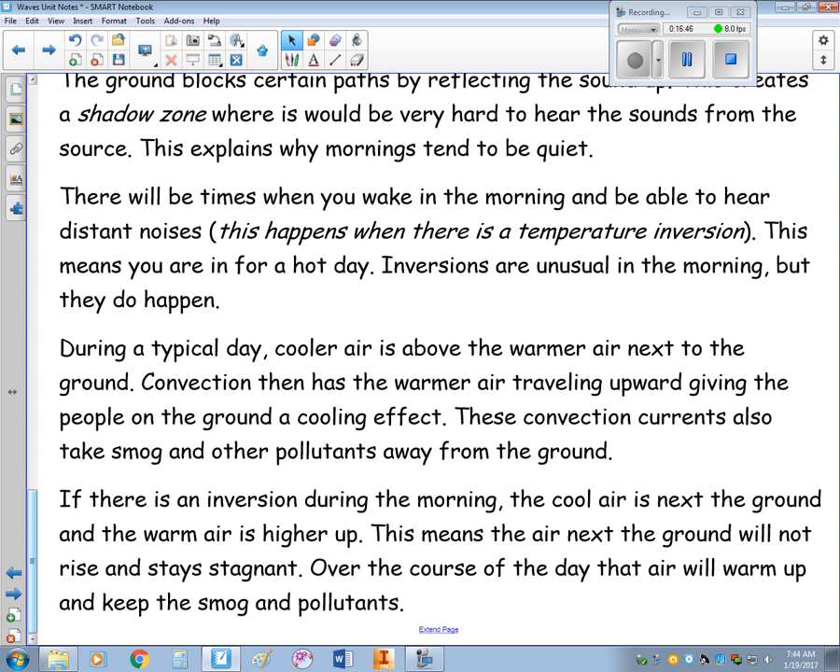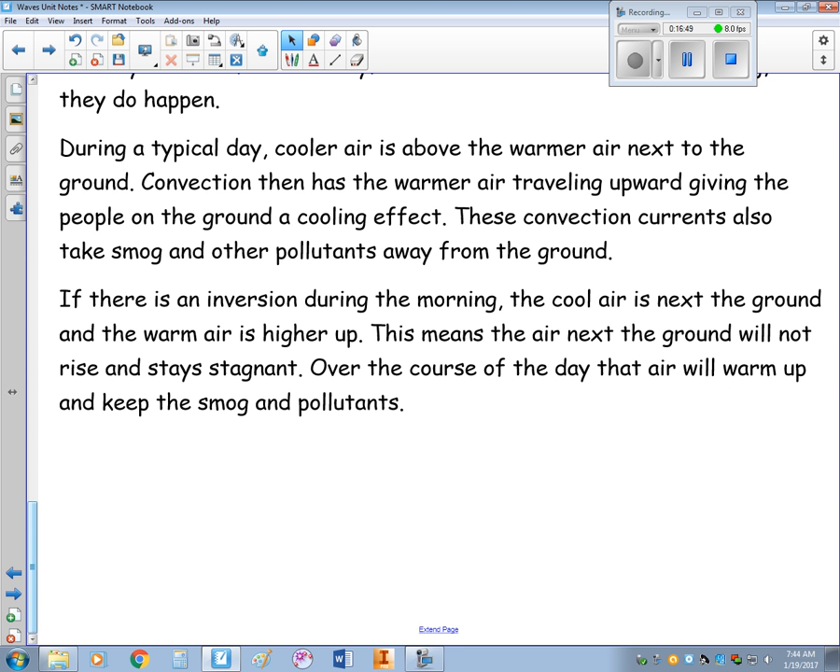If there's an inversion during the morning, the cool air is next to the ground and the warm air is higher up. This means the air next to the ground will not rise and stays stagnant. Over the course of the day, that air will warm up and it will keep all of the smog and pollutants near the earth. So it's not a very nice type of day. But you're in for an inversion if you can hear sounds farther from you than you normally would. All right, that's going to conclude video 2.